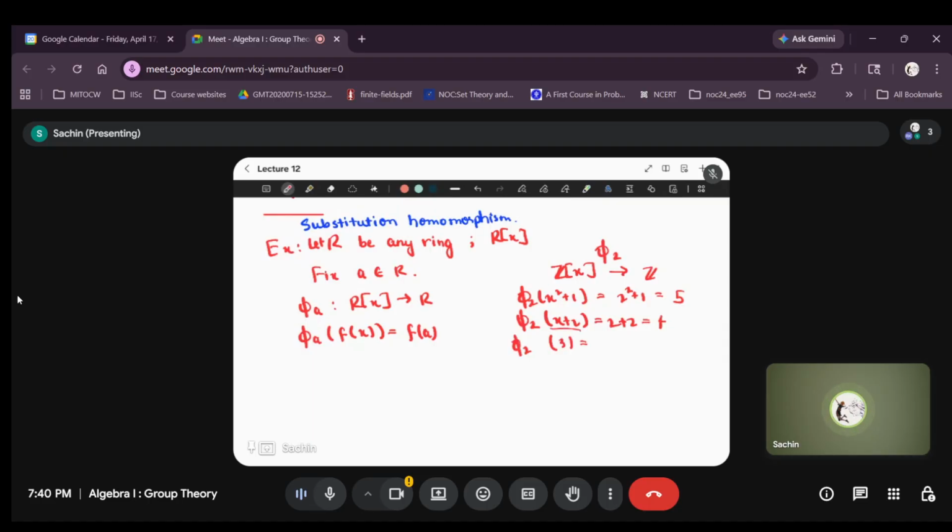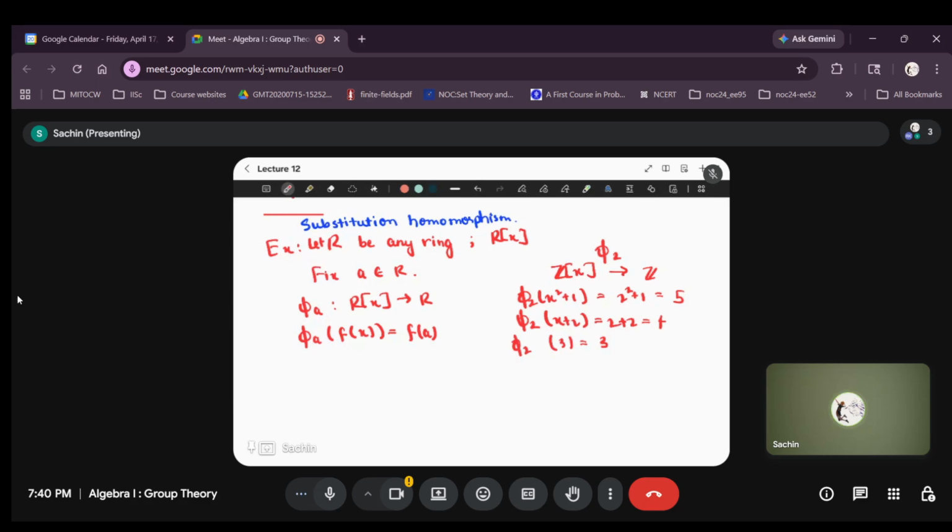The x plus 2 got mapped to what? 2 plus 2. What if there is no x? What will you get? You will get 2. That's all. So a constant will get mapped to itself.